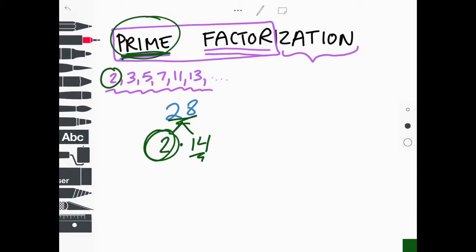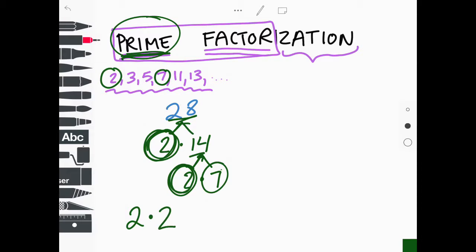So 14 is going to get broken down into, let's see, that's also an even number. So 2 times 7. 2 is prime, circle it. 7 is also prime, circle it. So the prime factorization of 28 would be 2 times 2 times 7. I just made my 2s two different, that's fine. So 2 times 2 times 7 is 28.